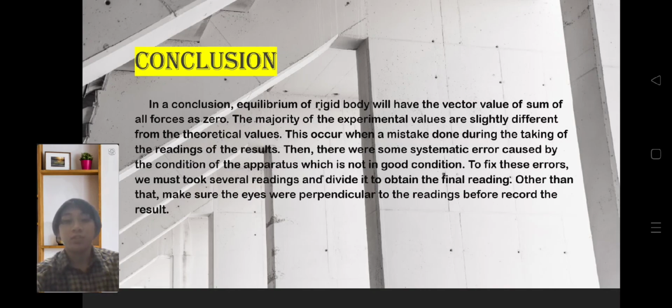To fix these errors, we must take several readings and divide them to obtain the final reading. Other than that, make sure the eyes are perpendicular to the readings before recording the result.